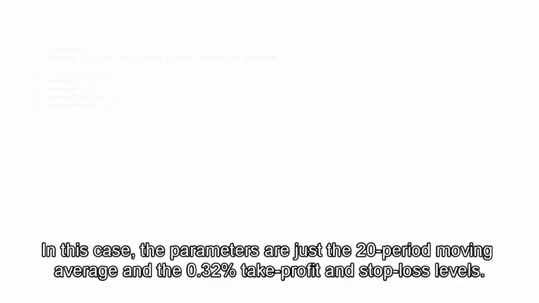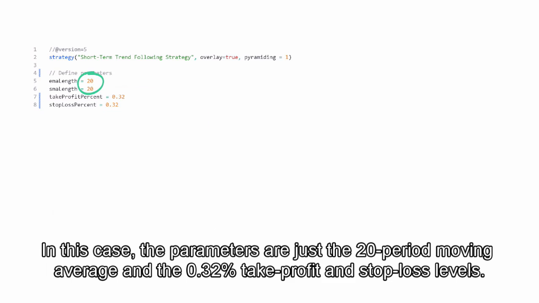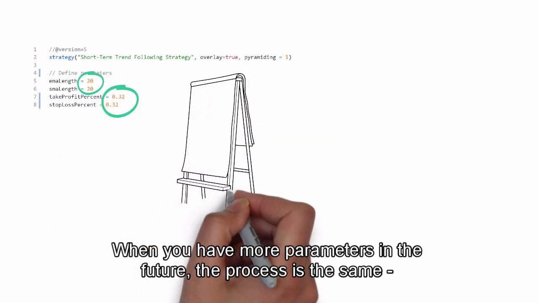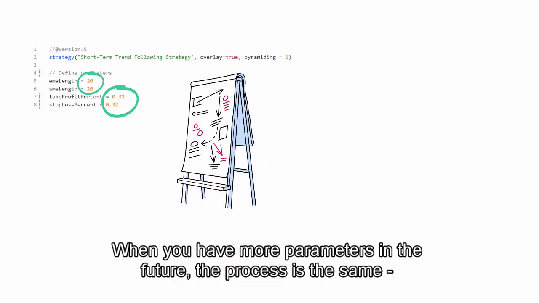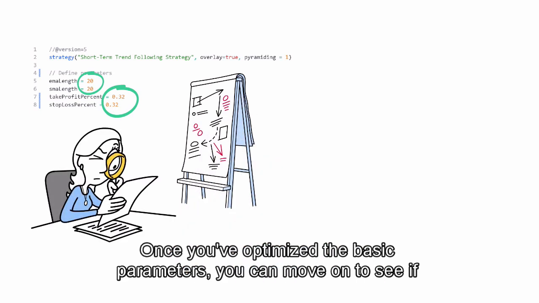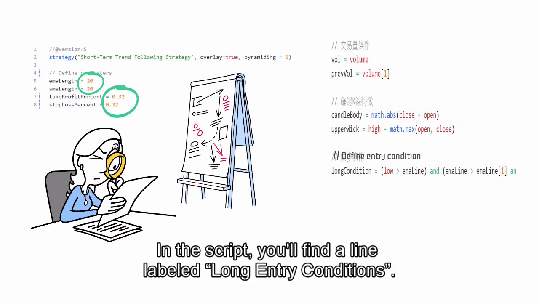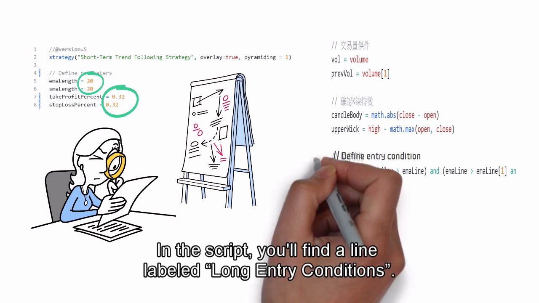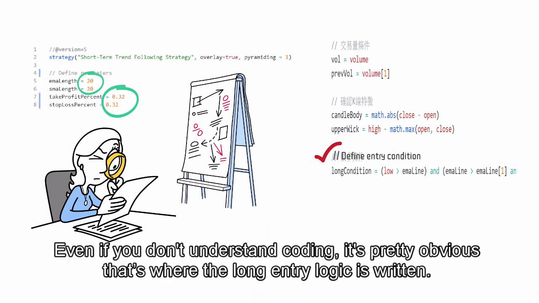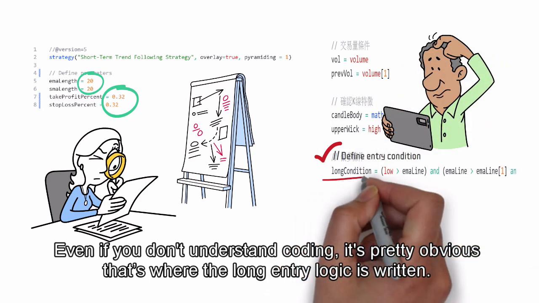In this case, the parameters are just the 20-period moving average and the 0.32% take profit and stop loss levels. When you have more parameters in the future, the process is the same: adjust each one and find the best combination. Once you've optimized the basic parameters, you can move on to see if the entry and exit conditions can be improved. In the script, you'll find a line labeled Long Entry Conditions. Even if you don't understand coding, it's pretty obvious that's where the long entry logic is written.